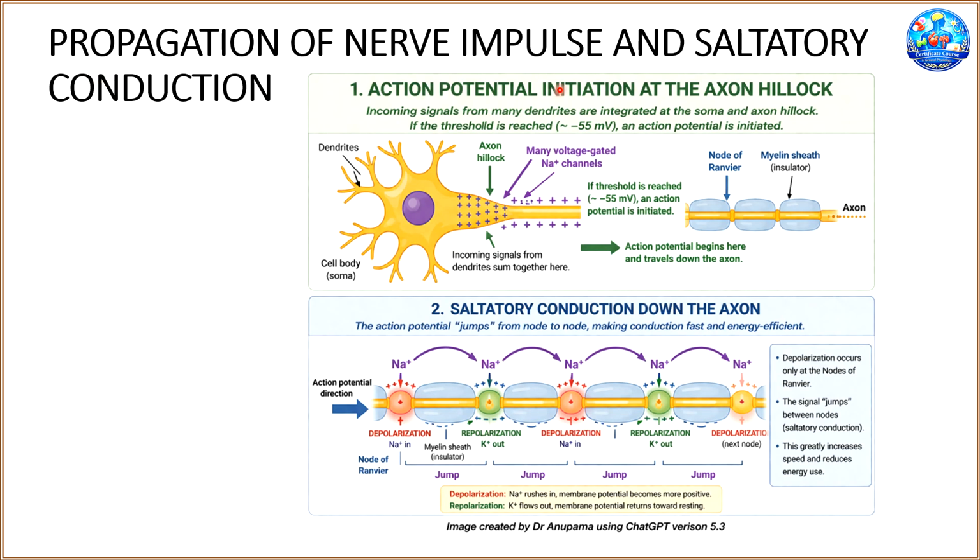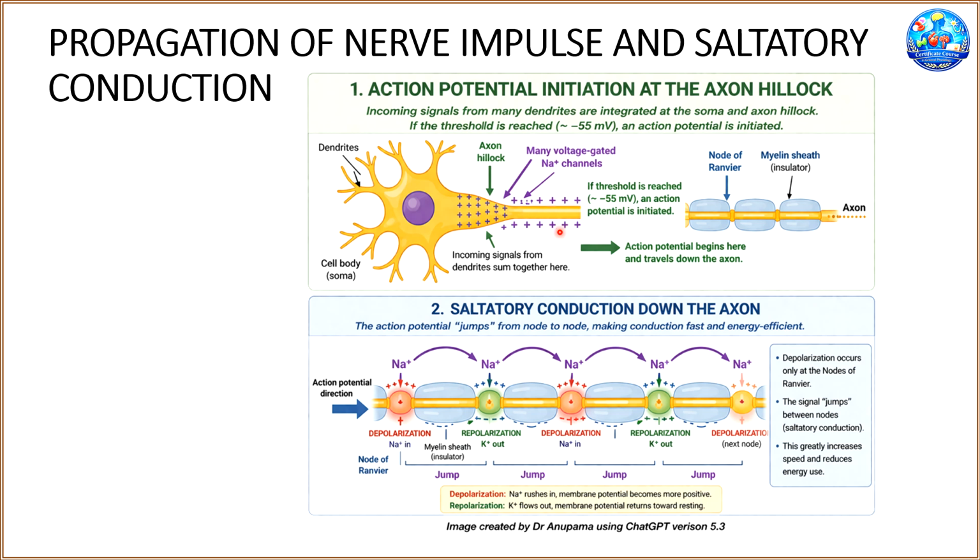Propagation of nerve impulse and saltatory conduction. Once the nerve impulse is initiated, action potential propagation across the axon takes place. In unmyelinated fibers, this usually occurs through continuous conduction, whereas in myelinated ones, it occurs by saltatory conduction. This happens because of a sequence of events, depolarization and repolarization, continuously taking place across the length of the axon.